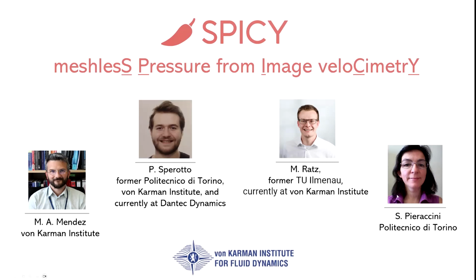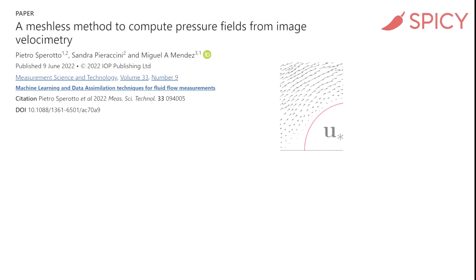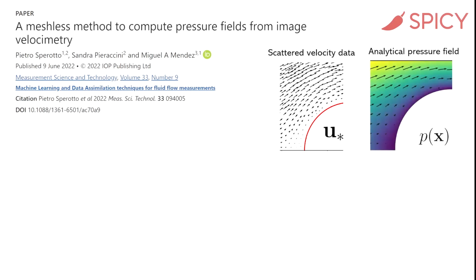The main idea behind SPICY is presented in this paper, which was published last year and is also available on arXiv. Briefly, the goal is to start from scattered and maybe noisy velocity fields and then obtain an analytic expression for both the velocity and the pressure fields. When I say analytic, I mean that we can compute derivatives without resorting to numerical approximations such as finite differences, and most importantly, without even the need of a grid.